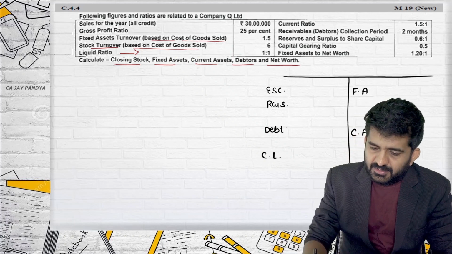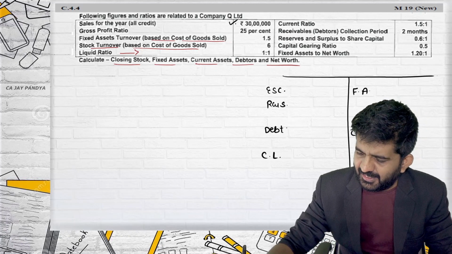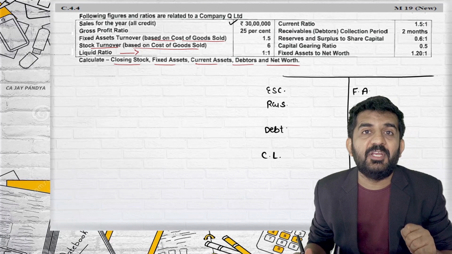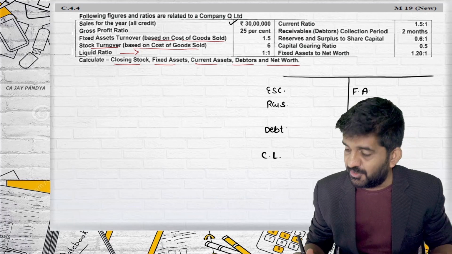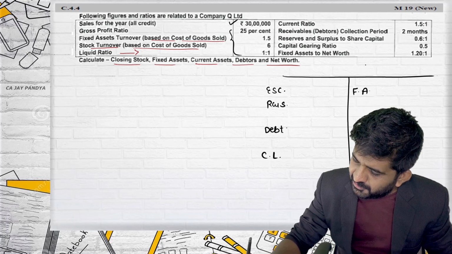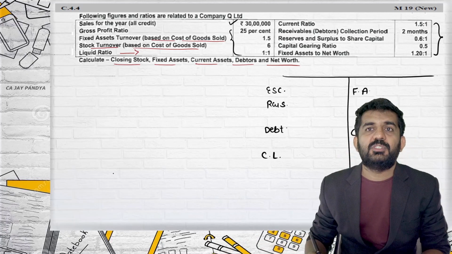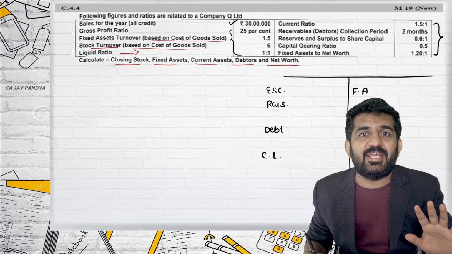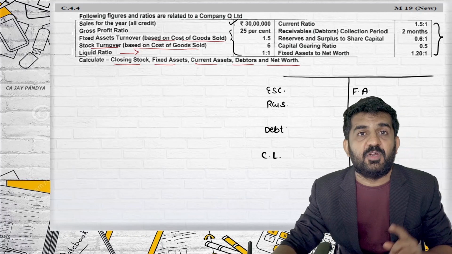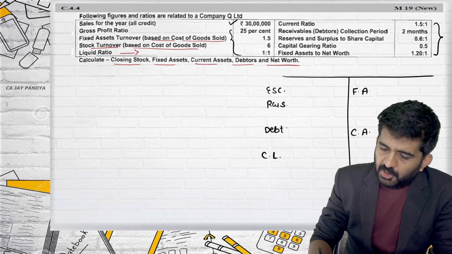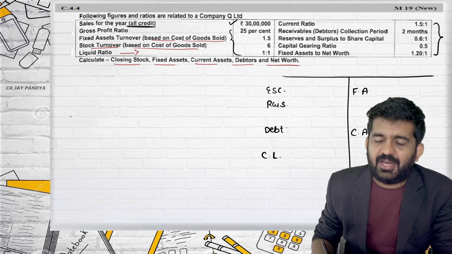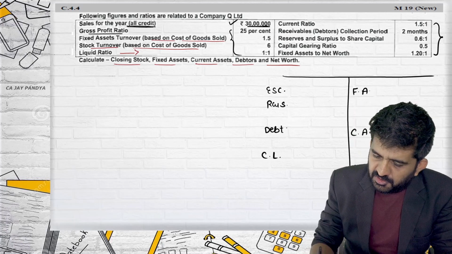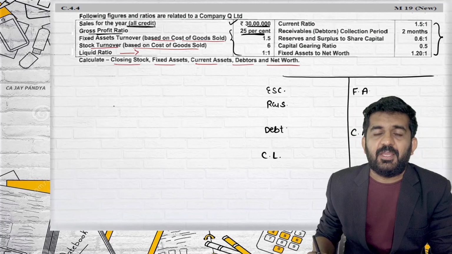Say, sales of the year is given as 30 lakhs. See, why am I starting with 30 lakhs? It is a nominal figure. Directly the figure is available. All others are ratios. So, even if you compare two ratios, you will not be getting any answer till the time you are having one nominal figure. Start. So, sales of the year, all credit, is 30 lakhs.